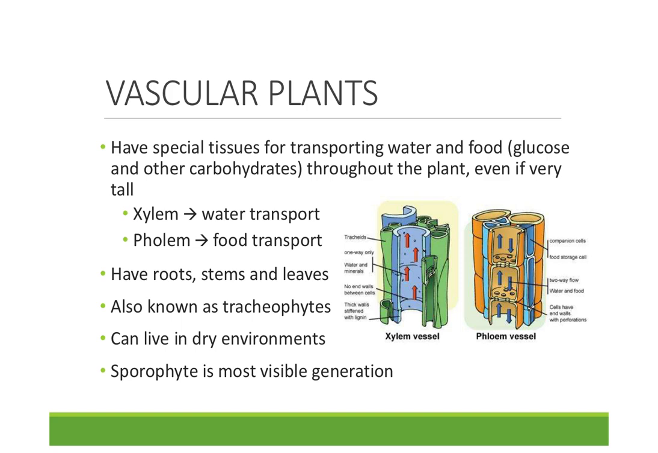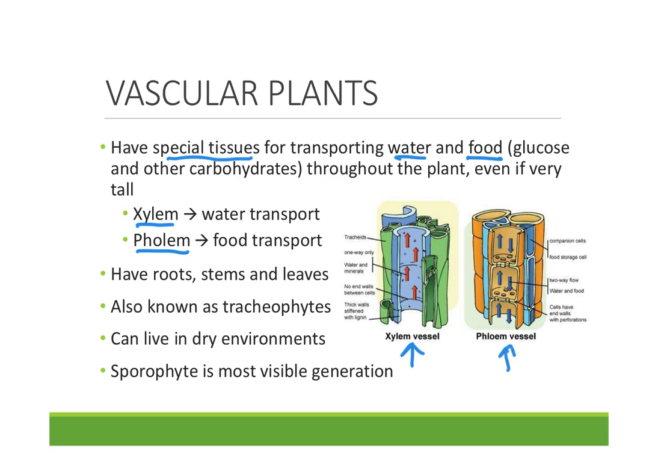Vascular plants, in comparison, have special tissues for transporting water and food, being glucose and other carbohydrates. And this allows these vascular plants to be very tall. The structure that carries water is known as xylem, and is basically a set of straws going through the plant. So this is an illustration of xylem. And the structure that carries the food is known as phloem. So we have another picture over here.